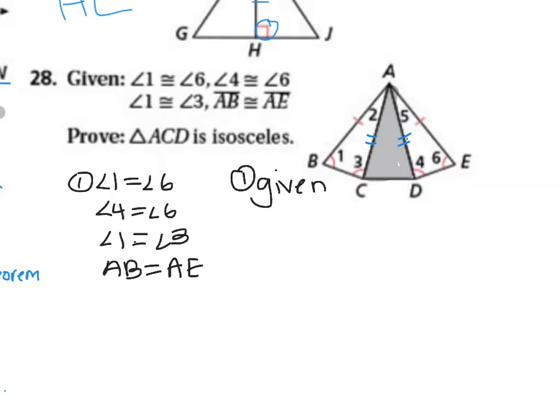So let's say I'd already given you steps. Let's say I said number 2 is angle 1 is to 6, angle 4 is to 6, and angle 1 is to 3. So now let's say I say angle 3 is congruent to angle 4. How do I know that? I basically went from 1 is to 6, 6 is to 4, so 1 is to 4.